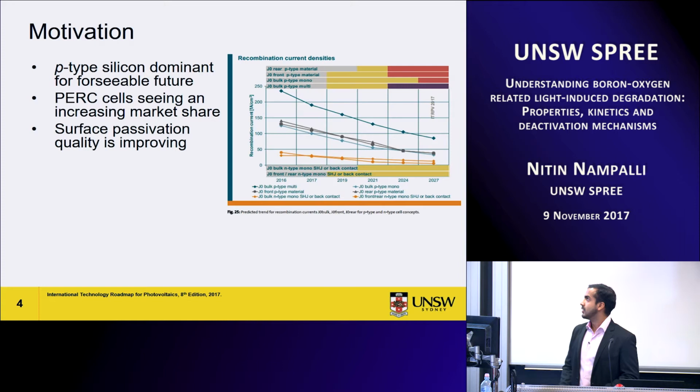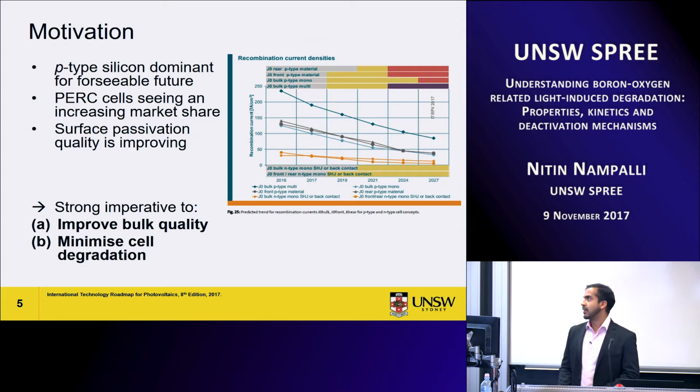And in addition to that, the surface passivation of solar cells is getting better. What all of this means at the end is that there's a strong imperative to try and improve the bulk quality of the material and minimize any kind of cell degradation, because that can really affect your efficiency, especially so for solar cells of the future.